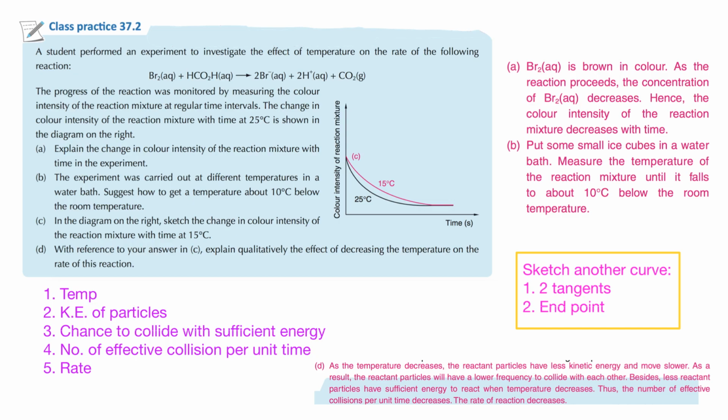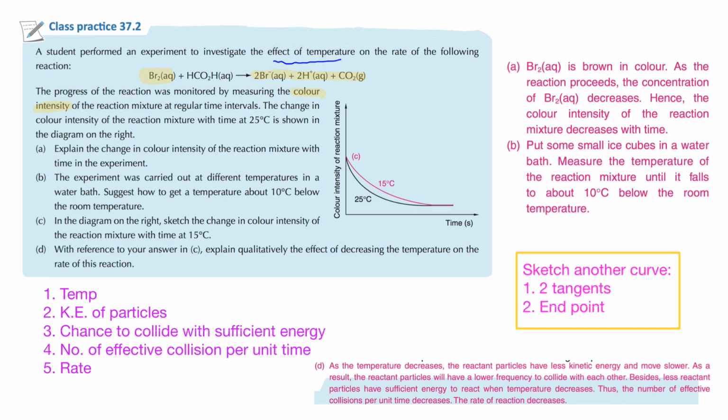So let's have a look at an example. A student is performing experiments to investigate the effect of temperature on the rate of reaction. This time we have bromine together with methanoic acid, and in the process they form Br- and H+ and CO2. The progress was monitored by measuring the change in color intensity of the reaction mixture, because Br2 is brown in color while the others are colorless. So we measure the color intensity change with a colorimeter and see what happens.